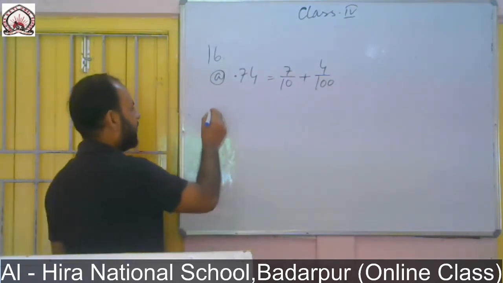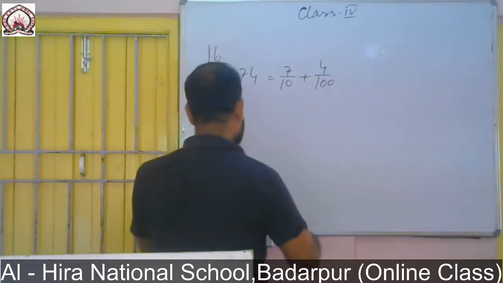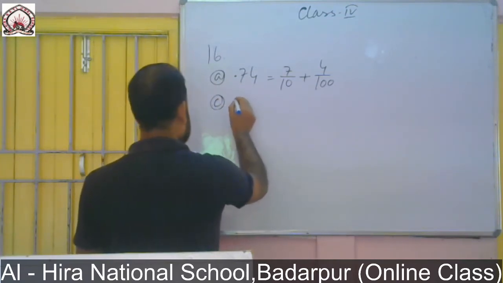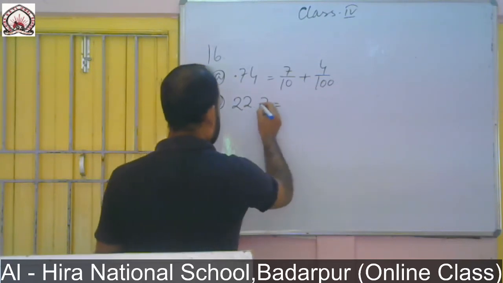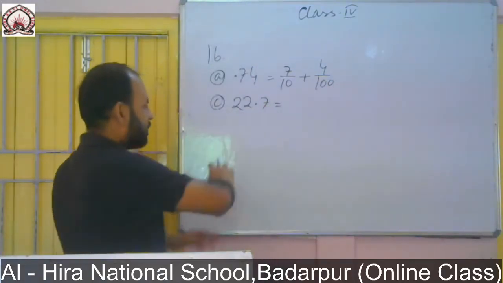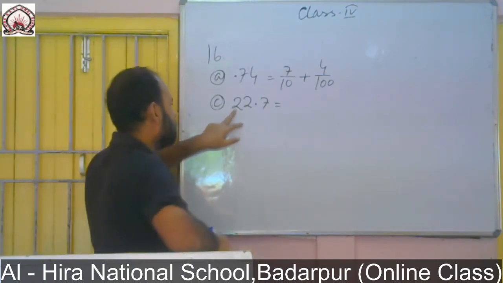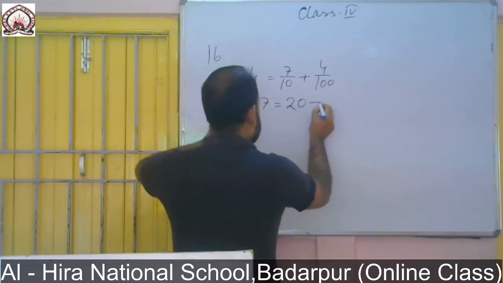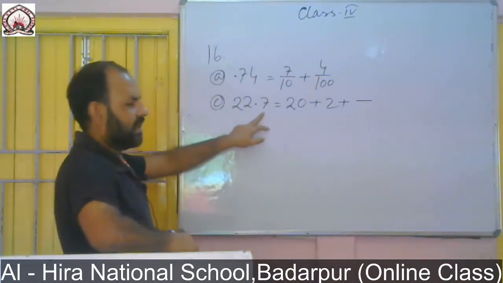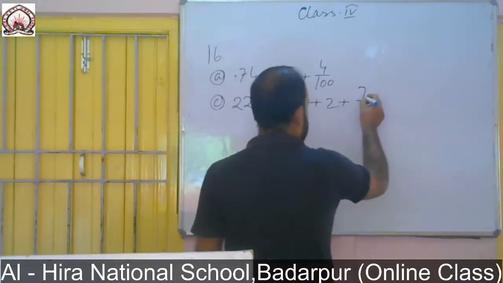Next, question number C. 22.7. Here 2 is in the 1's place, and this 2 is in the 10's place. So this 2 equals 2 tens, 2 tens are 20, plus 2 here. 7 is in which place? Tenth place. So 7 by 10.